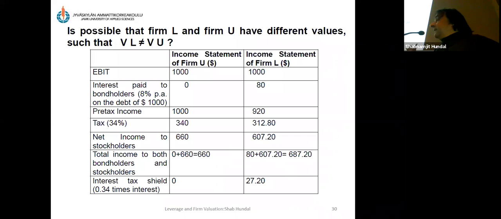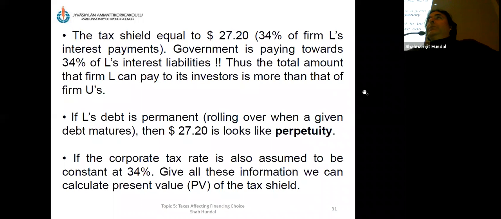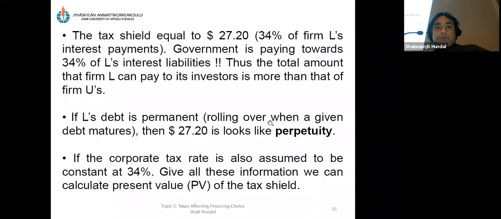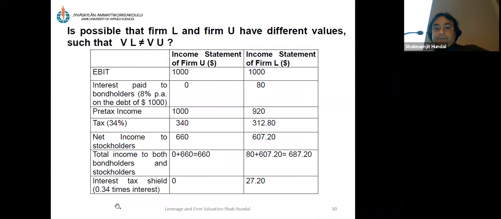All right. Look, this is a simple example. No company is different. I'll show you with the help of Marks and Spencer's data that this company is generating value with their debt. Also this 27.20, the extra value the company generates, is equal to the interest payment. Because if you look, this 27.20 is 34% of 80. Can you check? 34% of 80 is 27.20.